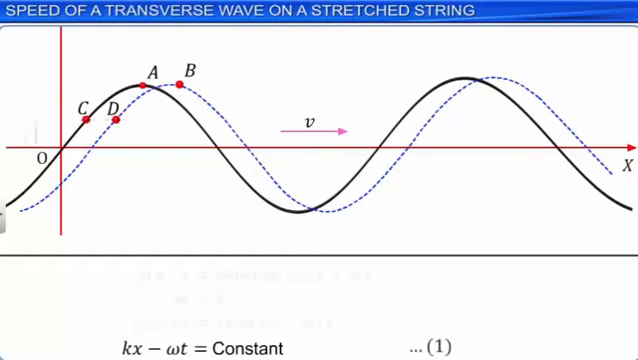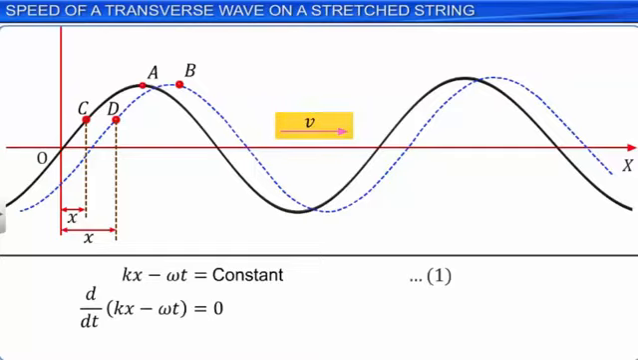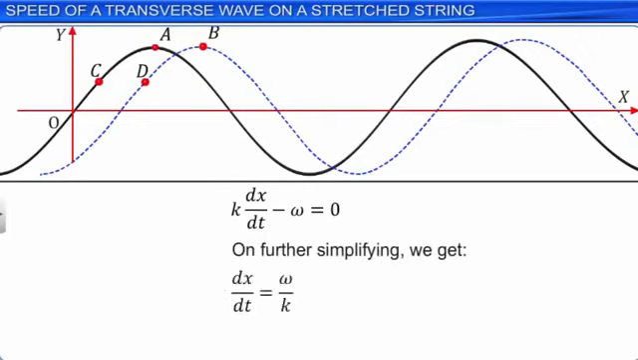To find the speed of the wave v, we differentiate equation 1 with respect to time t. On further simplifying, we get dx by dt is equal to omega by k, where dx by dt represents the velocity v of the wave. Therefore, v is equal to omega by k. Let this be equation 2.